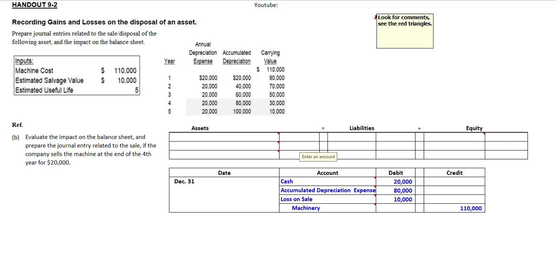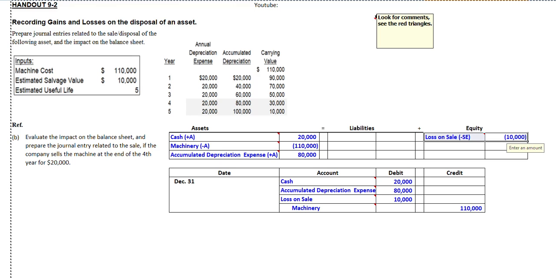Let's show the impact on the accounting equation. Again, we had a decrease in assets, machine of 110. We have to remove the accumulated depreciation, which will increase our assets by 80. We're getting $20,000 in cash, and our total change to assets, 20 and 80 is 100, 110 for the decrease. We've got a $10,000 decrease in assets. To keep our accounting equation in balance, we needed a decrease in stockholders' equity, which will be our loss.